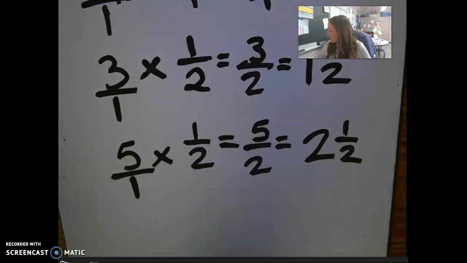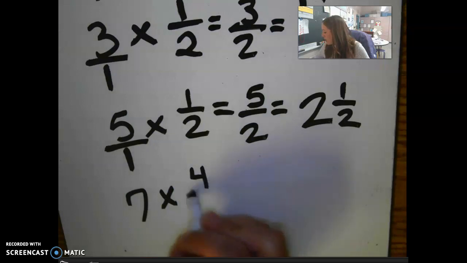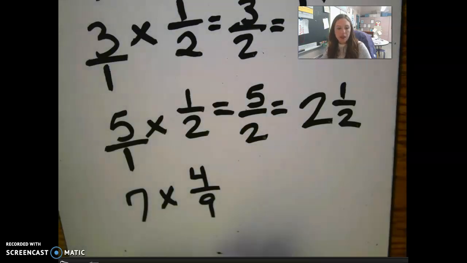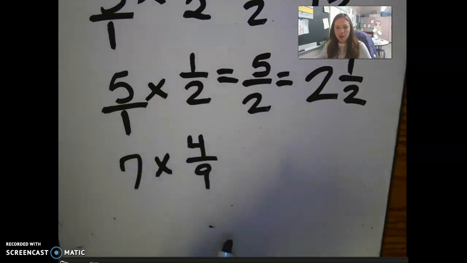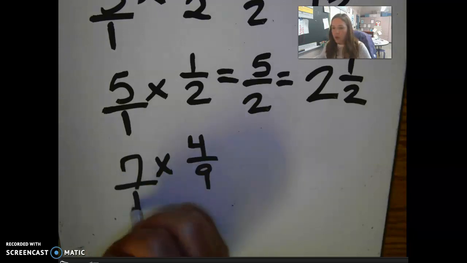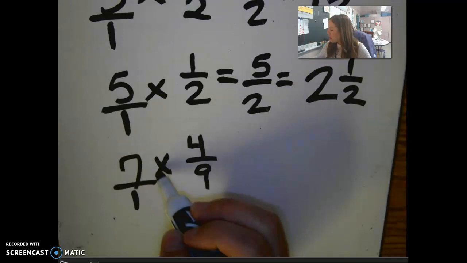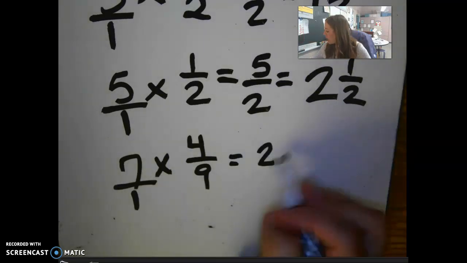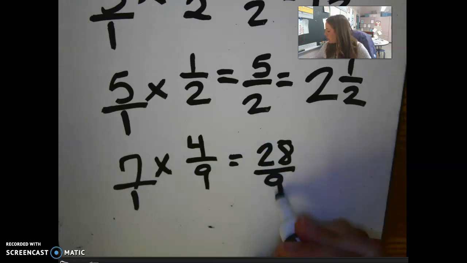Last one, 7 times 4/9. A little bit trickier one. I need to turn my 7 into a fraction. How do I do it? If you said put a fraction bar and a 1 underneath, congratulations. Now, 7 times 4 is 28. 1 times 9 is 9.